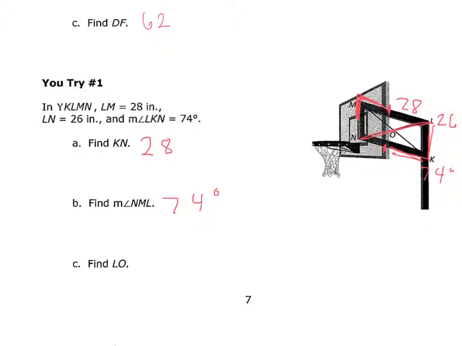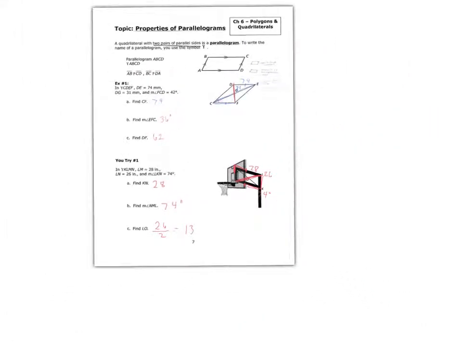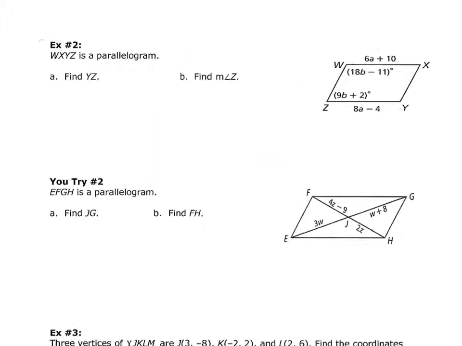Since the whole length of the diagonal is 26, LO is half of that. So 26 divided by 2 would give LO a length of 13. Okay, so there is our You Try number 1. Few more examples for you. Let's move on and try a few more.